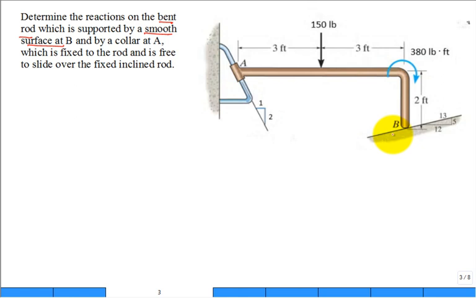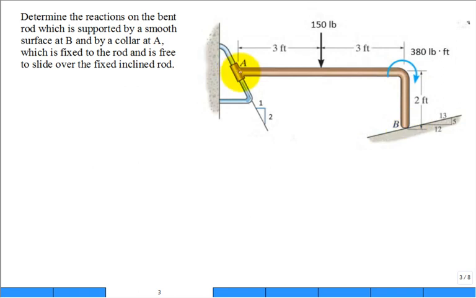All right, then we have a collar at A. What do they mean by a collar? Well, it's shown right here. That collar could move up and down along this other rod, and it can freely slide over that fixed inclined rod. That's what the collar can do.